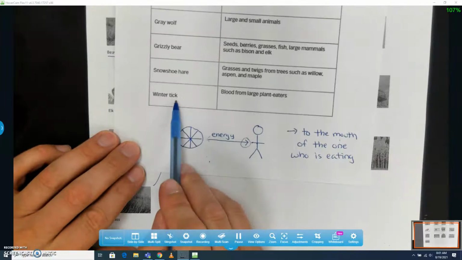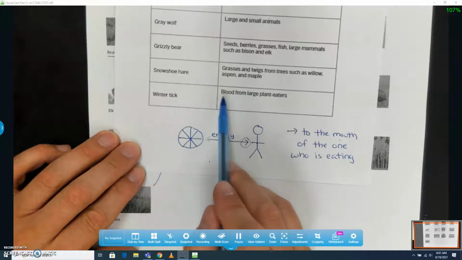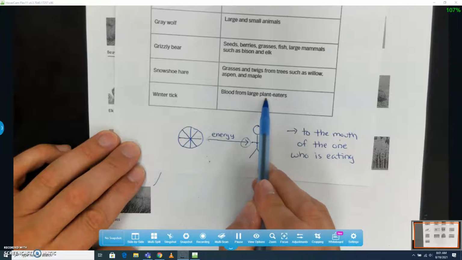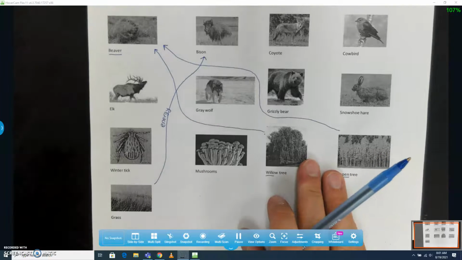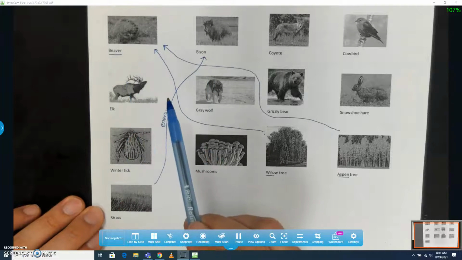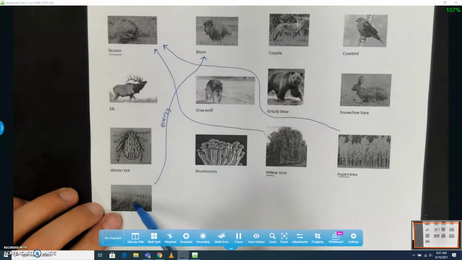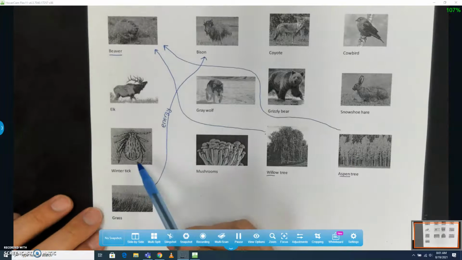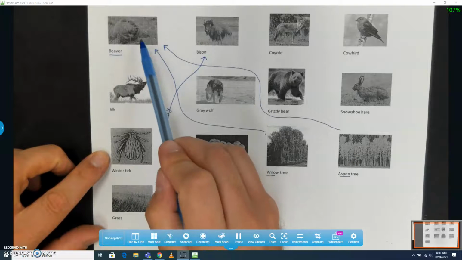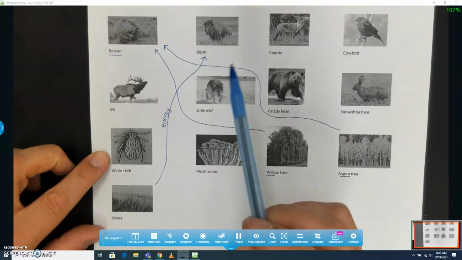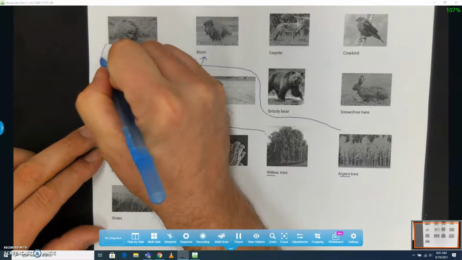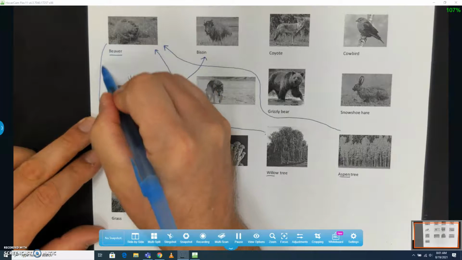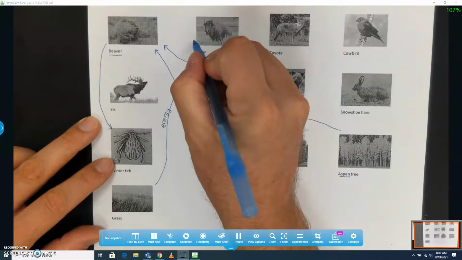Let's go down to the tick. The tick gets its energy by eating blood from large animals who eat plants. The beaver and bison are both large animals. The bison eats plants. The beaver eats plants. So we're going to say that the tick gets its energy by using the beaver and bison for its blood. So it gets its energy from the beaver. And our energy is now going from the beaver into the tick and the bison as well.